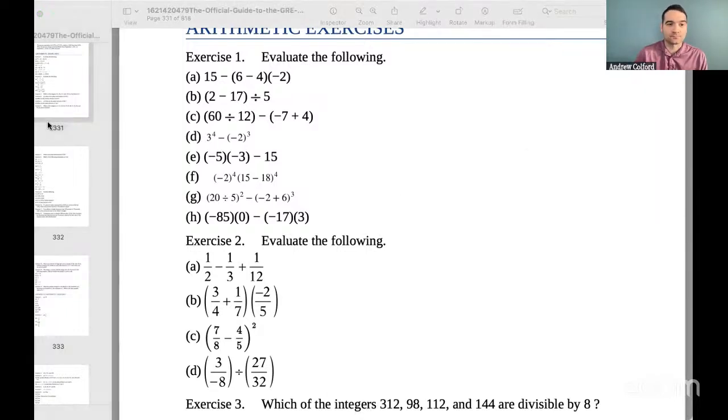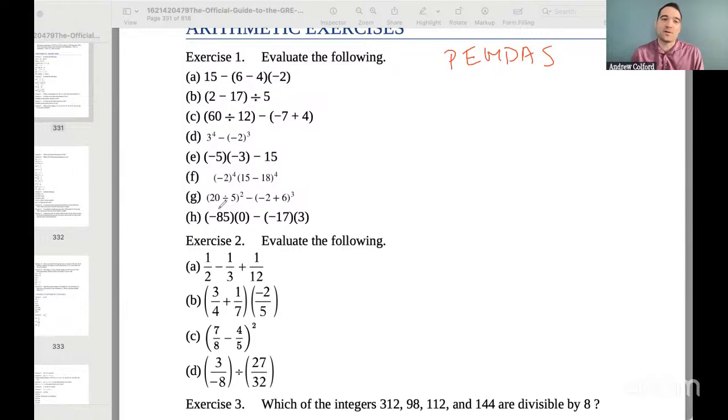What we're testing here is PEMDAS, right? And just to review for anyone who's a little rusty on it, PEMDAS is the order of operations, which stands for parentheses, exponents, multiplication, division, addition, and subtraction. Now there's a little nuance to this that might cause an issue, but let's find out.